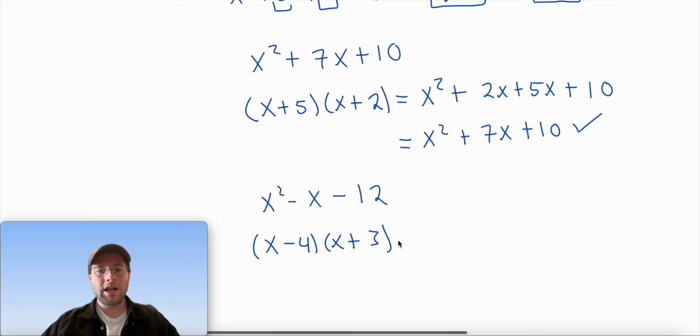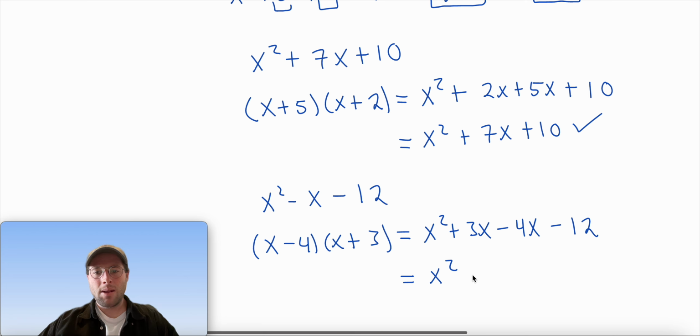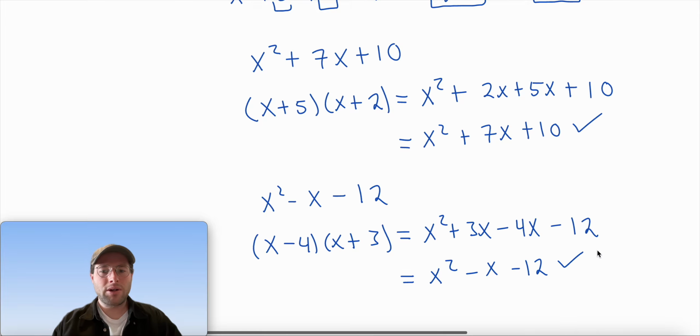And let's go ahead and check that as well. So if we multiply this out, we're going to get x squared plus 3x minus 4x minus 12. And combining like terms, we're going to get x squared minus x minus 12, which is our original expression we started with. And that's going to complete today's lesson.